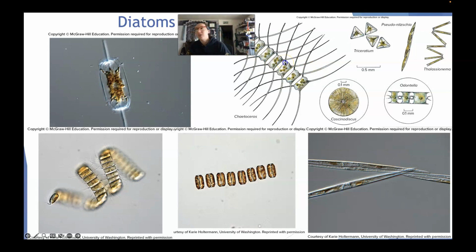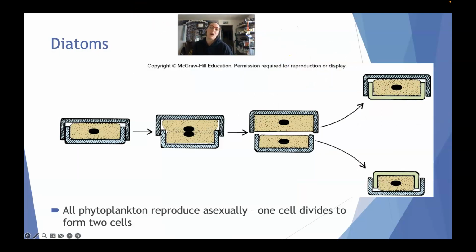And then maybe you've wondered how these things reproduce. All phytoplankton reproduce asexually, which means that one cell divides to form two different cells. So we have the parent cell, which splits the genetic material. One daughter cell is the same size as the parent, and the other one is smaller. But then they'll both fill in that outer pillbox material on the outside.